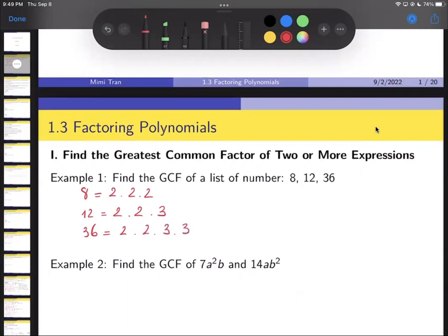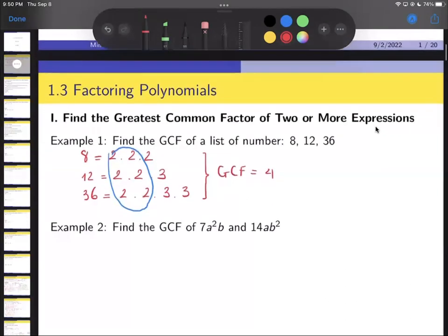Hold on. Yep. So the greatest common factor is the greatest number that divides all three numbers. So here you see these right here are the common factors of all three numbers, right? So the greatest common factor must be 4. So here we say the GCF is 4.